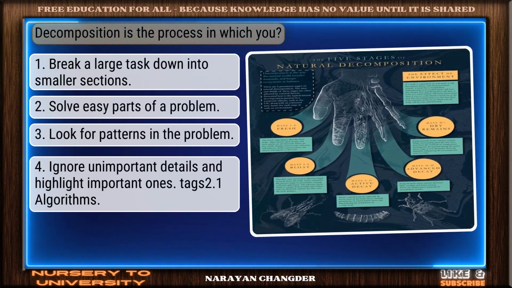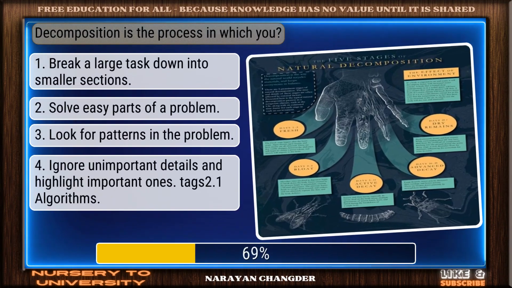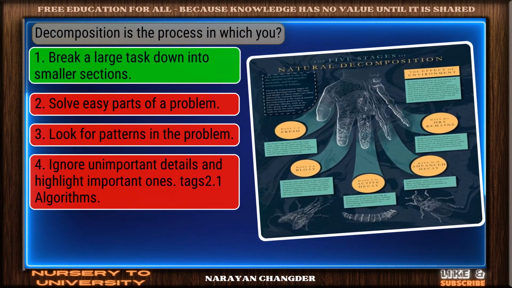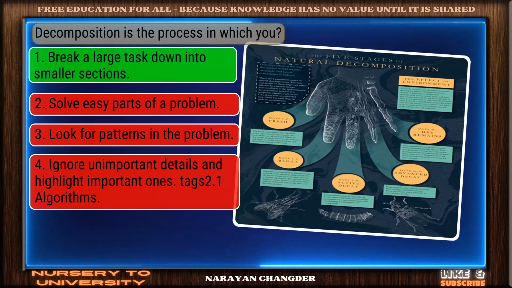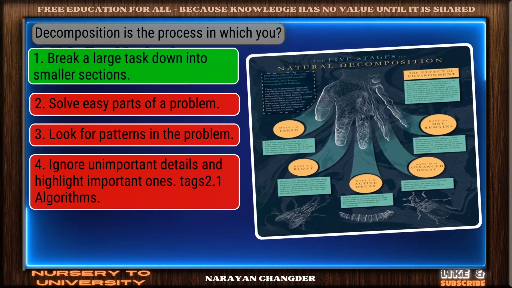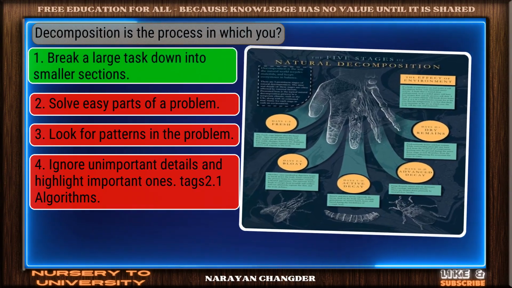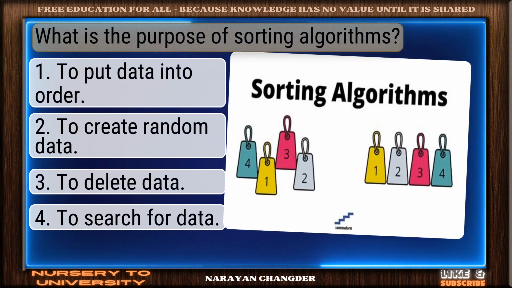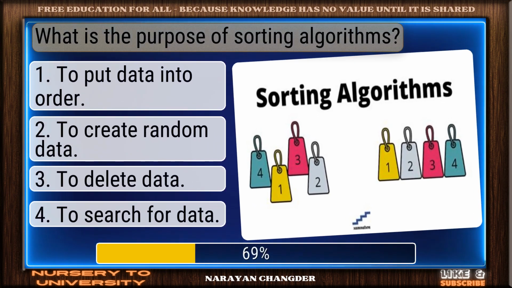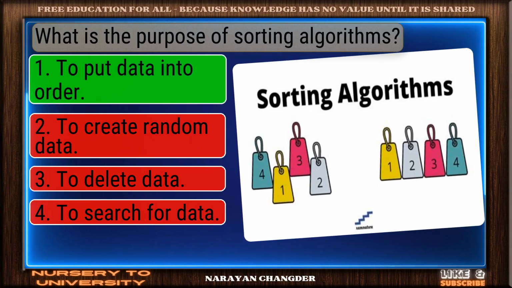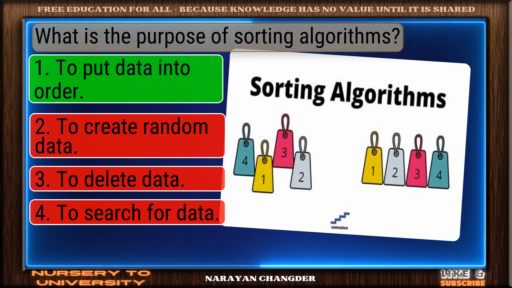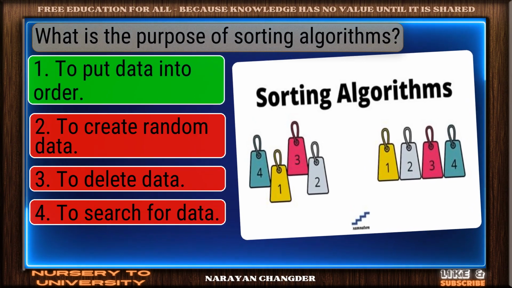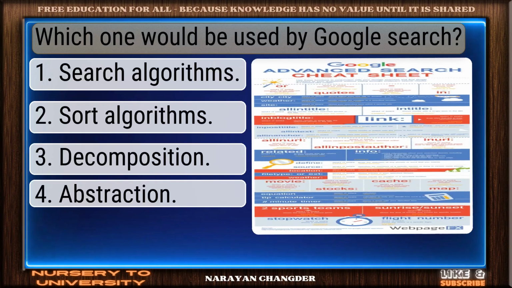Decomposition is the process in which you. Solid response. Break a large task down into smaller sections is a valid choice. What is the purpose of sorting algorithms? Nice selection. To put data into order is the correct and valid answer.